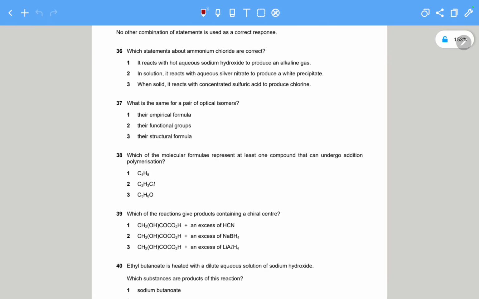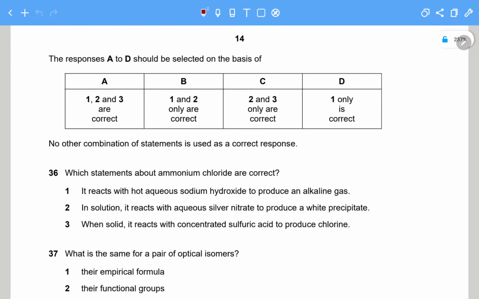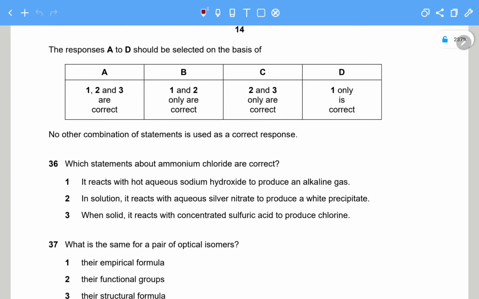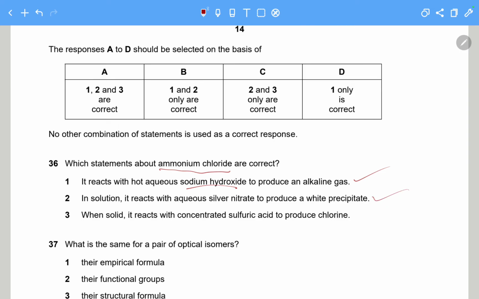Next one is question 36. Which statements about ammonium chloride are correct? It reacts with hot aqueous sodium hydroxide to produce an alkaline gas. This is correct because remember, whenever ammonium salts react with the base, ammonia is produced and ammonia is alkaline. So this is correct. In solution, it reacts with aqueous silver nitrate to produce a white precipitate. And this is correct as well because when you add ammonium chloride to silver nitrate, silver chloride is formed and AgCl, remember, is a white precipitate.